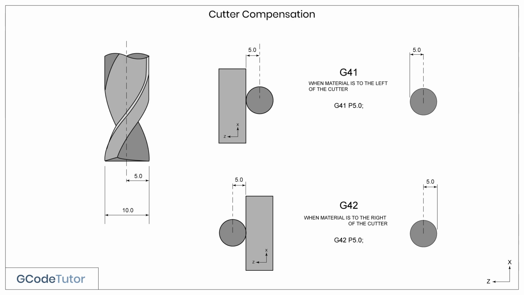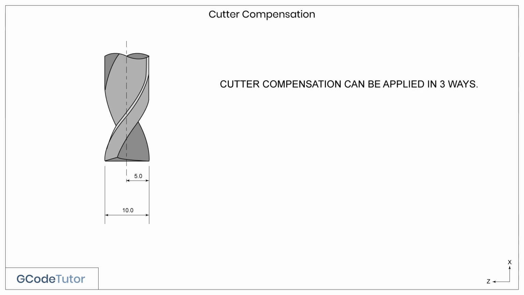Depending on the machine, there are different ways we can tell the control the dimensions of the cutter. One of the most common is simply adding P, then the value of the radius afterwards, after the line of G41 or G42, as I've demonstrated on this slide. Let's look at the three main different ways that we can tell the machine the radius of our cutter.